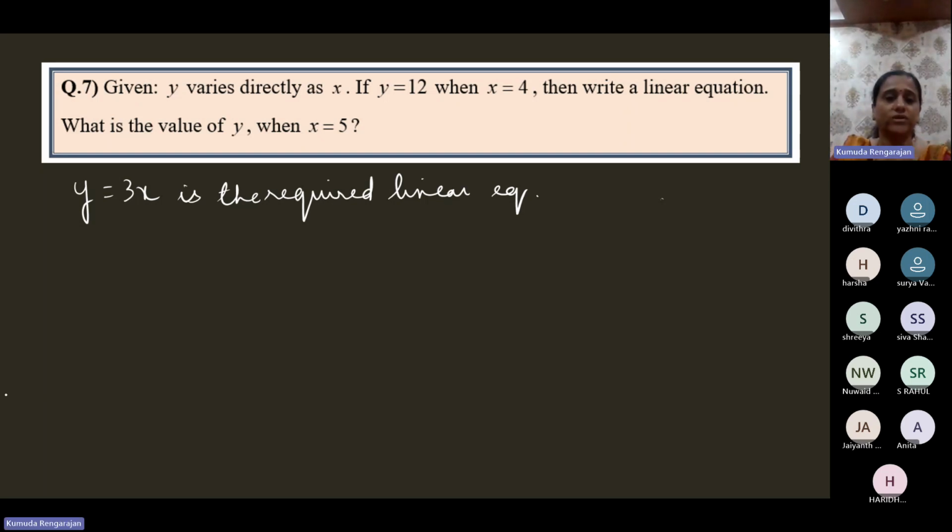Okay, that's a required equation. And what's the value of y when x is 5? So when x is equal to 5, y is equal to 3 into 5, which is 15.